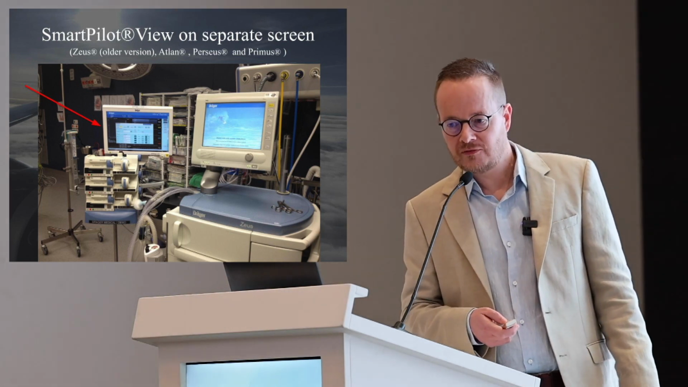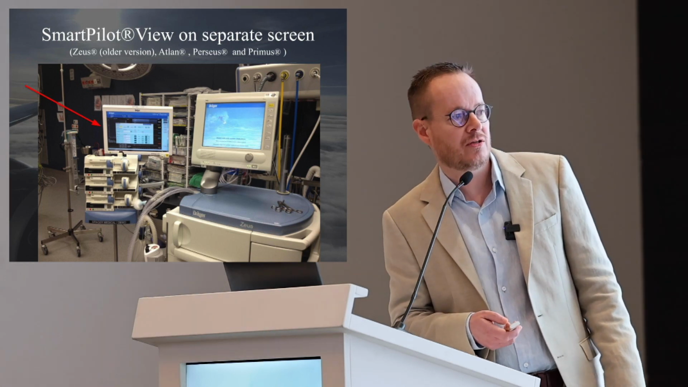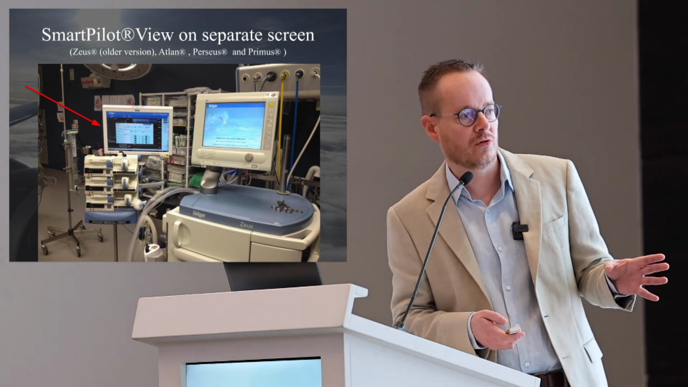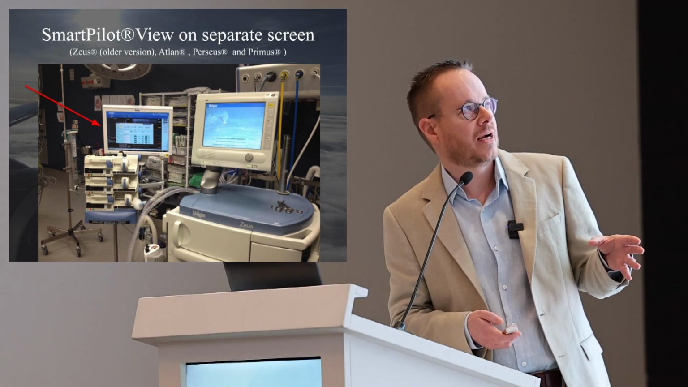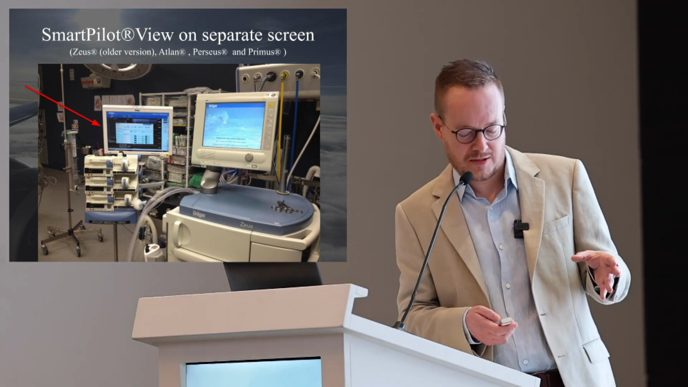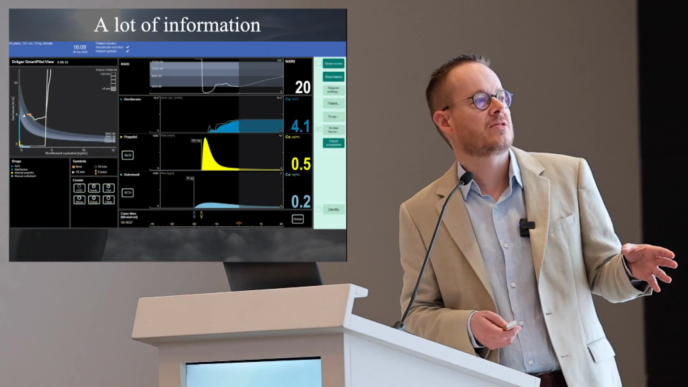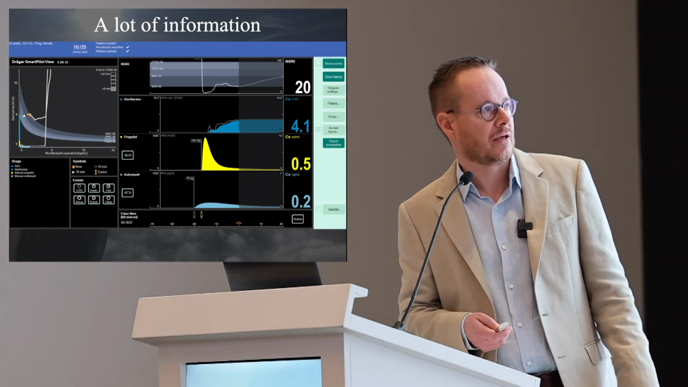SmartPilot View is software running on a screen that is connected to your anesthesia machine. Over here it's connected to an older version of the Zeus. It can also be connected to other Dräger anesthesia machines like Atlan, Perseus, or Primus. In newer versions of Zeus, it's incorporated in the screen, but we will see that later.